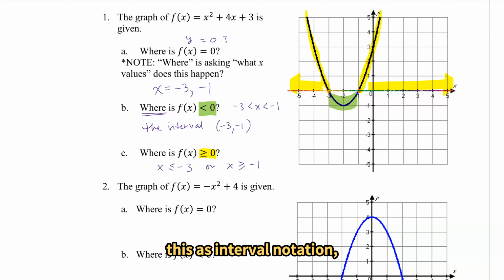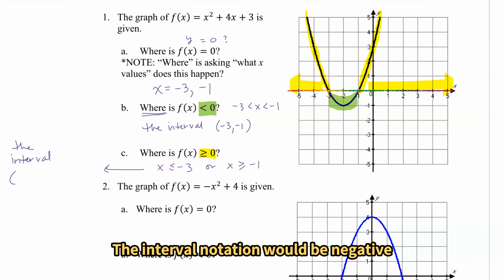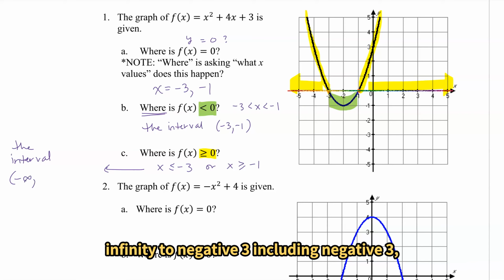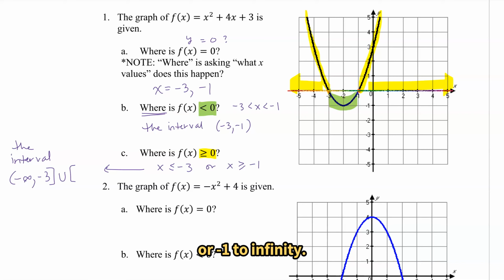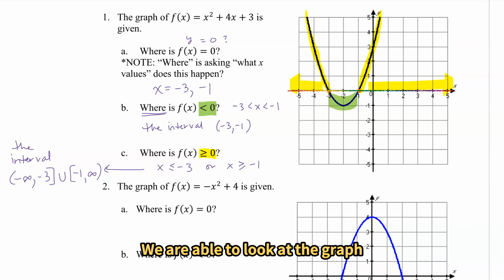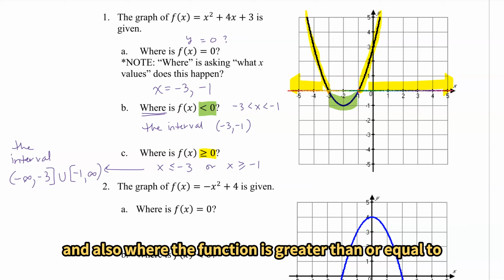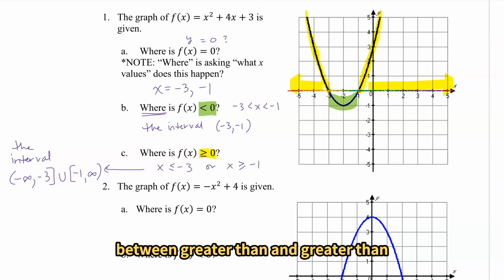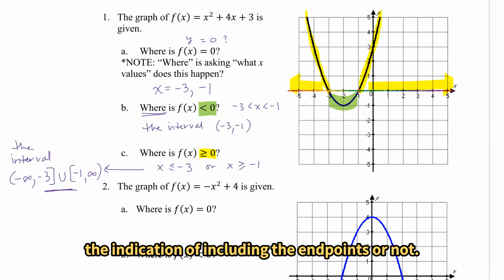If I write this as interval notation, since I'm running out of space there, I'll write it on the side. The interval notation would be -∞ to -3, including -3, or -1 to infinity. We are able to look at the graph and determine from the graph where the function equals 0, where the function is less than 0, or less than or equal to 0, and also where the function is greater than or equal to 0, or greater than 0.